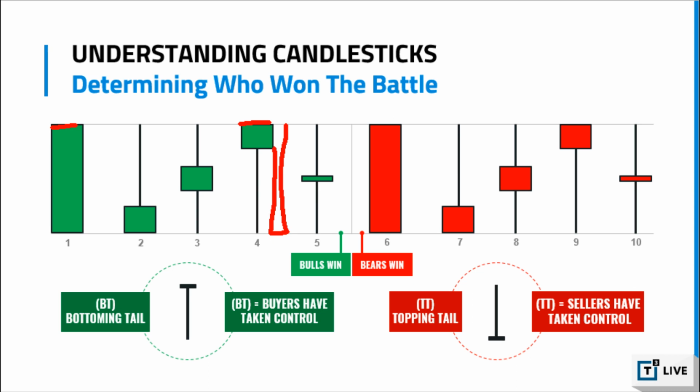Okay? But in this case, what's the difference between number 1 and 4? What's the difference between 1 and 4? The difference is that number 4 is battle tested, right? The buyers were battle tested and they won the test. They won the battle. Number 1, the sellers maybe were on a break.